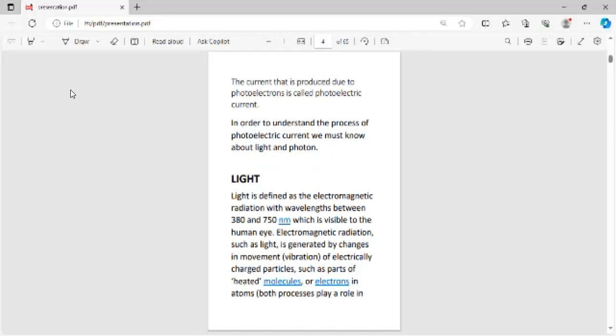What is light? Light is defined as electromagnetic radiation that has wavelengths between 380 to 750 nanometers that are visible to the human eye. What are electromagnetic radiations? Electromagnetic radiations, such as light, are generated by the oscillation of electric and magnetic fields, which means that they are also produced by heated molecules or electrons.